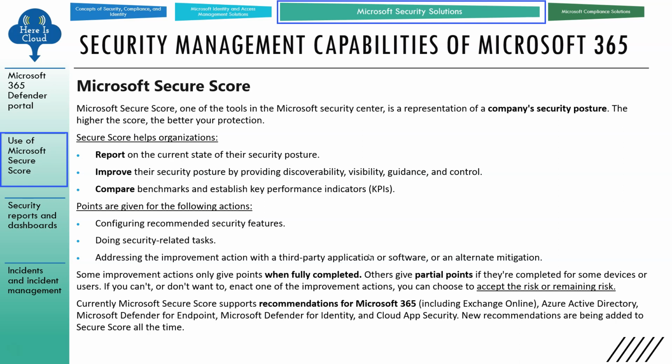The points are given for the following actions: configuring recommended security features, doing security related tasks, and addressing the improvement action with a third-party application or software. Some improvement actions only give points when fully completed, others give points when they are partially completed. If you can't or don't want to act on the improvement action, you can choose to accept the risk or the remaining risk. Currently, Microsoft Secure Score supports recommendations for Microsoft 365, Azure Active Directory, Microsoft Defender for Endpoint, Defender for Identity, Cloud App Security, and new recommendations are being added all the time.